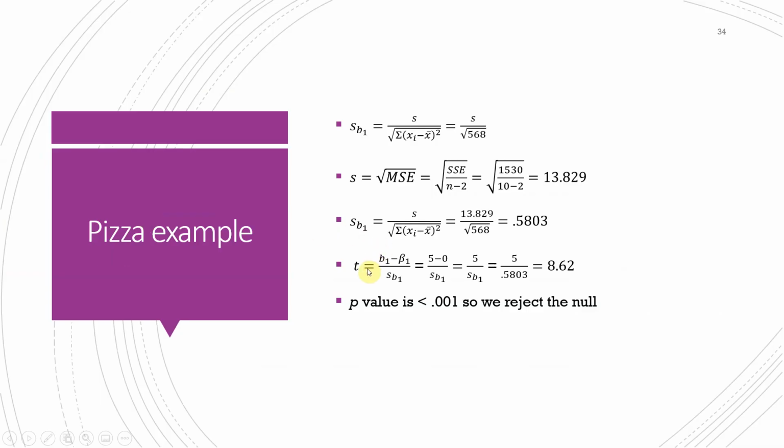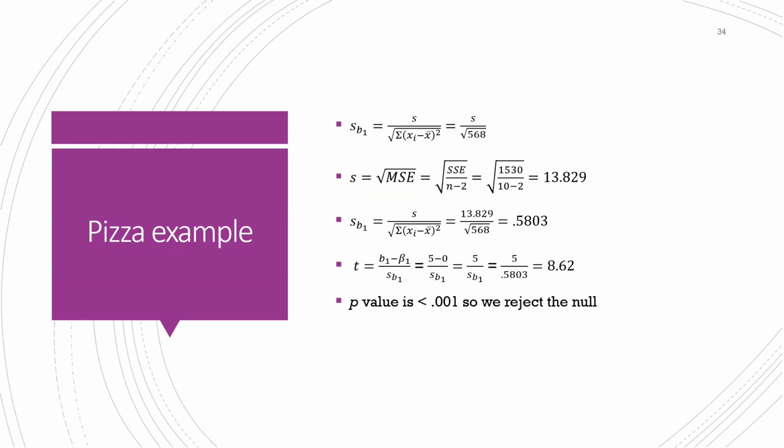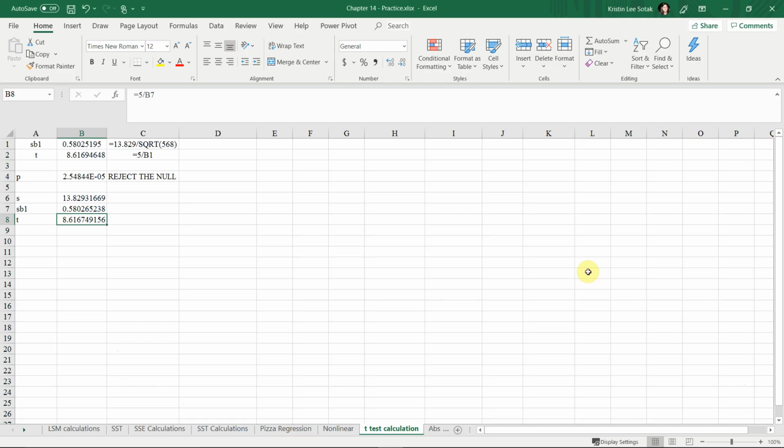So now we can calculate our test statistic. Our test statistic is just 5 divided by SB1, and we get 8.62 with rounding. So that's actually a pretty big t value. Usually somewhere around t is 2, somewhere around that value is significant. So if we know it's 8 point something, it's highly likely that we're going to reject the null.